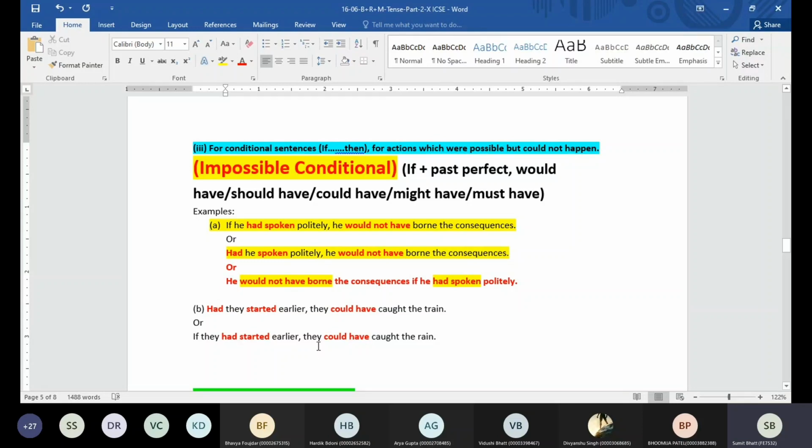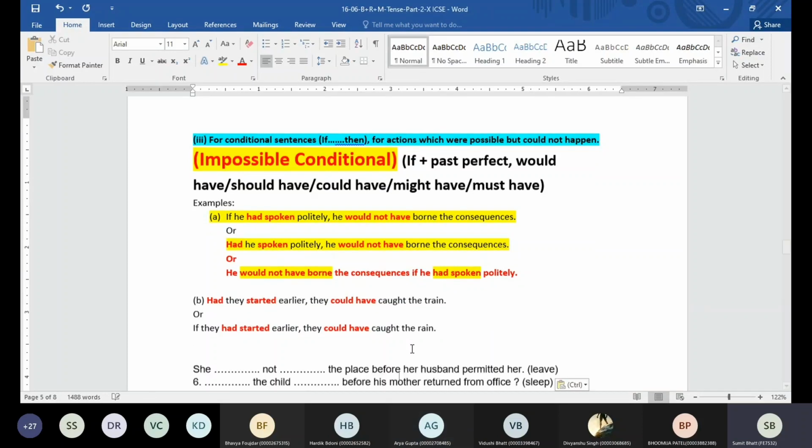So if you have could have, should have, would have, these type of words are there, must have, in that case, we are going to go for combination of past perfect tense. Okay, where we have if clause, and on the other side, we are going to use these words like would have, should have, could have, might have, or must have. But can we use can have? Do we have can have? Anyone? No. Okay, there is nothing as such.